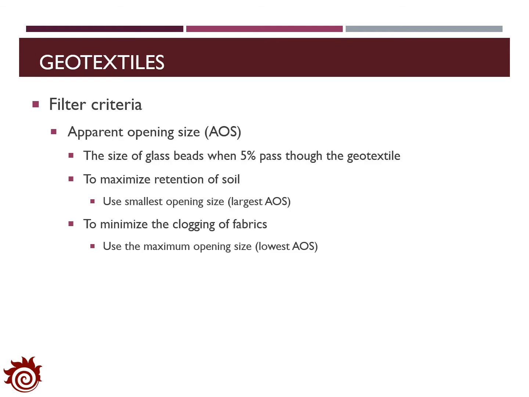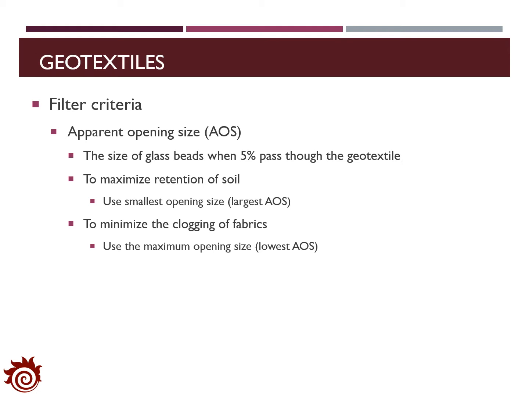Similar to aggregates, there is one filter criterion applied for geotextile selection in drainage design. Actually, for geotextile, the most important dimension is the apparent opening size, AOS. This is determined as the size of the glass beads with 5% passing through the geotextile.